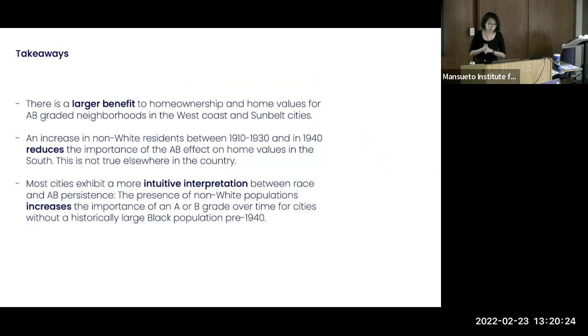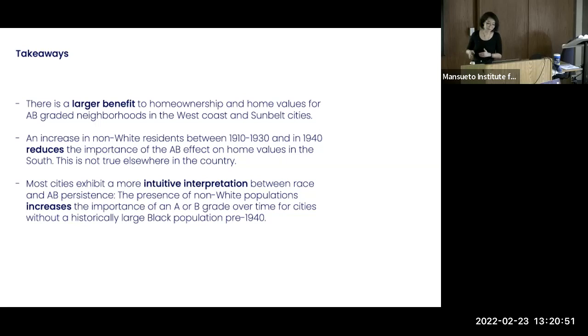So what can we conclude? Basically, there is a larger benefit to home ownership and home values in these A, B graded neighborhoods in the West Coast and Sunbelt cities. An increase in non-white residents between 1910 and 1930 and 1940 reduces the importance of this AB effect on home values in the South. This is not true for anywhere else in the country.